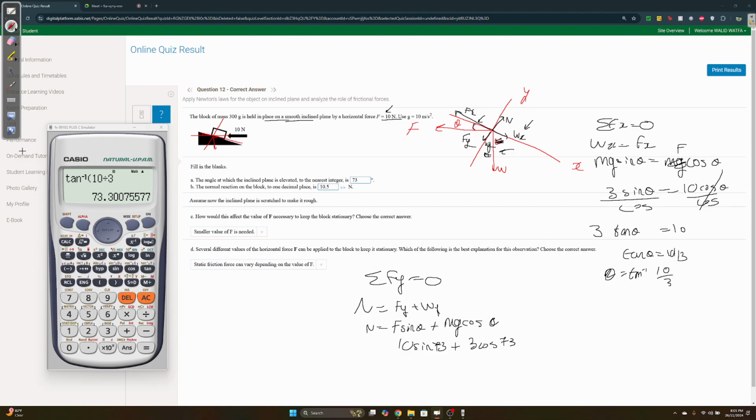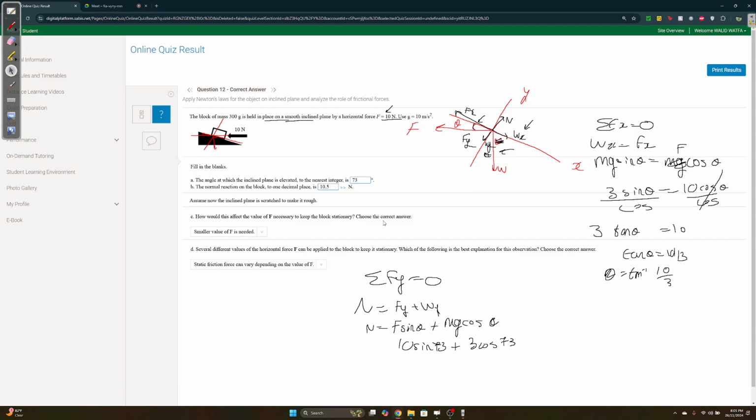mg, I found the mg earlier. I'm not going to do it again. So 10 sine 73 plus 3 cosine 73. So you get 10.2, 1 decimal place. They wanted me to use the answer from here: 10 sine answer plus 3 cosine answer. Yeah, that's still incorrect. 10.4. Oh, damn. Okay. Thank you to Yunus Muhammad Nader for helping out with this one.